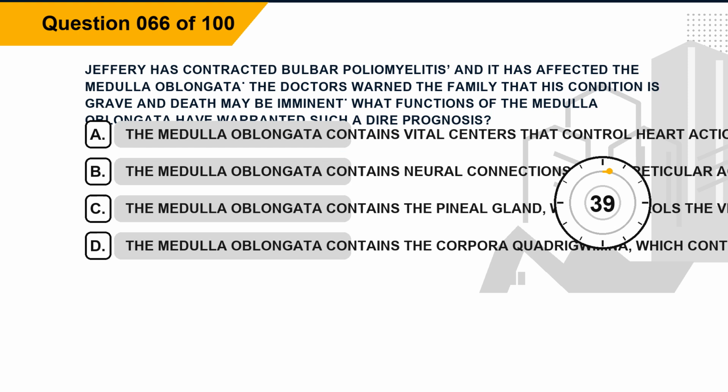Question 66. Jeffrey has contracted bulbar poliomyelitis, and it has affected the medulla oblongata. The doctors warn the family that his condition is grave and death may be imminent. What functions of the medulla oblongata have warranted such a dire prognosis? Option A. The medulla oblongata contains vital centers that control heart action, blood vessel diameter, and respiration. Option B. The medulla oblongata contains neural connections of the reticular activating system. Option C. The medulla oblongata contains the pineal gland, which controls the vital centers. Option D. The medulla oblongata contains the corpora quadrigemina, which controls the neural transmission of impulses along the spinal cord.